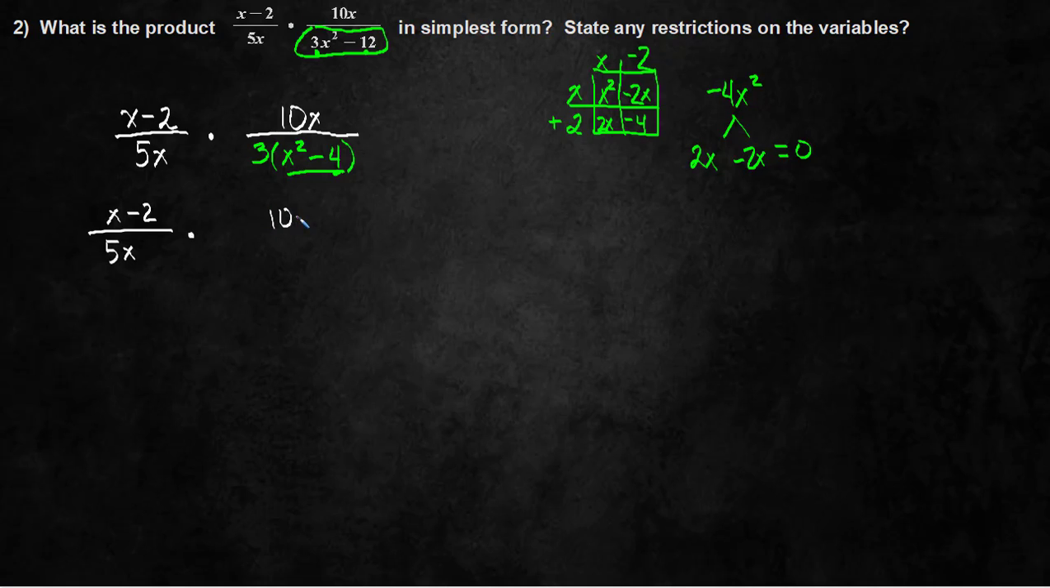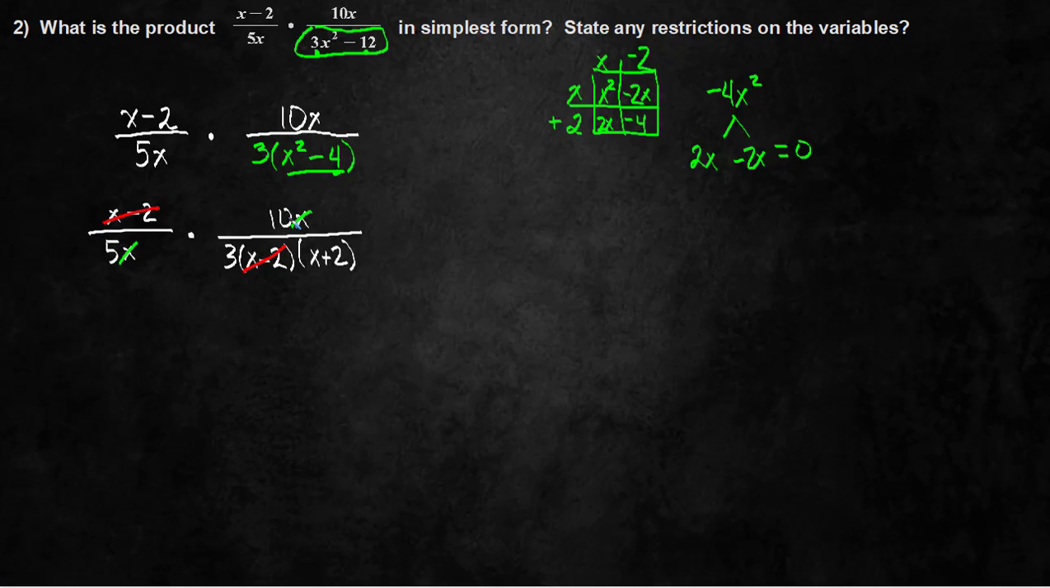times 10x divided by 3 times x minus 2 times x plus 2. And so let's look at the colors of it, and I'm going to do this color coded again and see what can cancel out. Well, I have x minus 2 twice, so that cancels out. I have an x in 2 locations, so that cancels completely out.